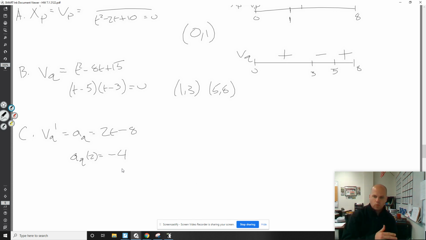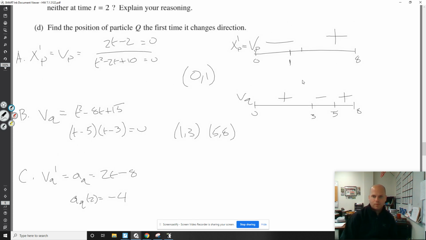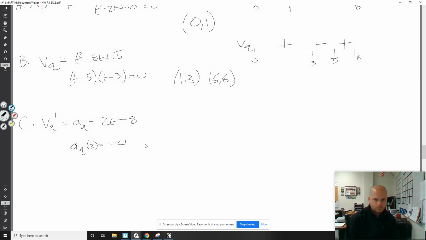Positive 5, 4, 3, 2, 1. I'm going to the right, but slowing down, getting to a stop at t equals 3. So v_Q of 2 is positive. It doesn't matter what it is. You don't have to find the value. Say the particle is slowing down. You don't have to say that because we have a positive velocity that's decreasing, but that's fine if you want to do that. You can just say v and a have opposite signs.